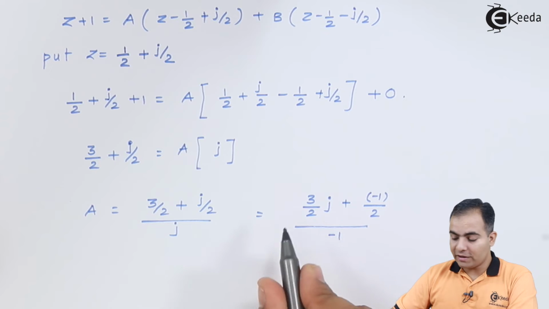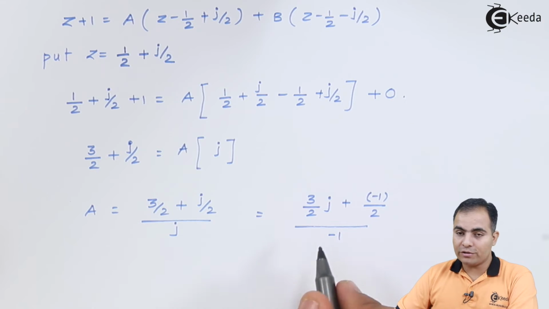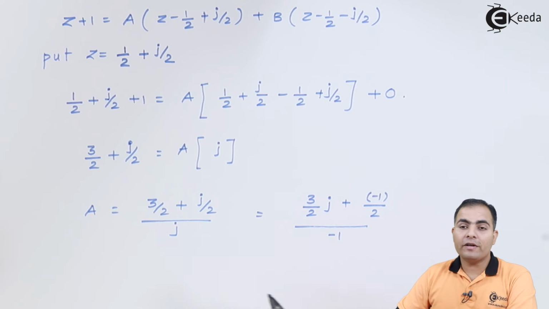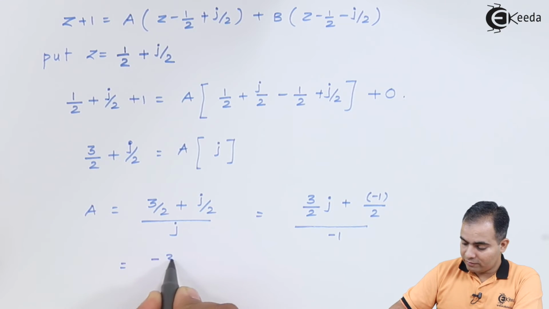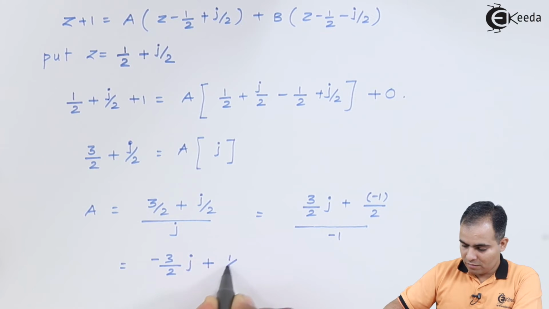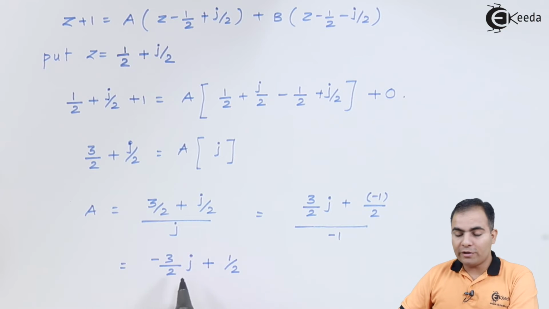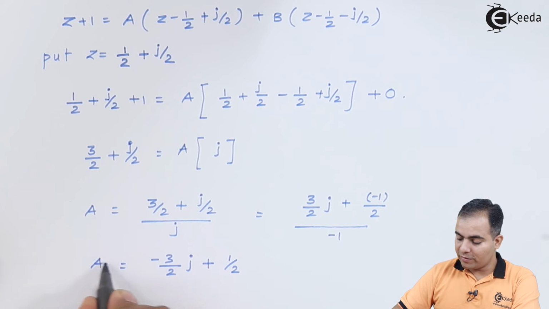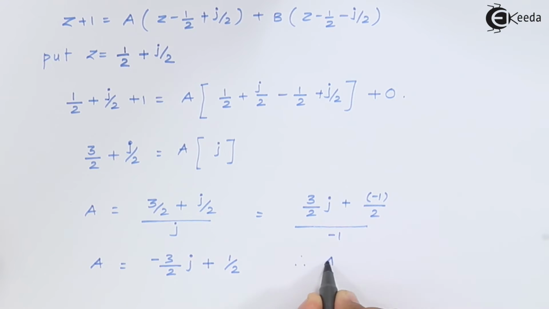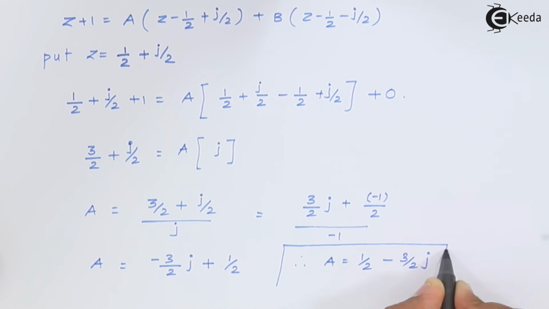But if I shift this minus 1 to the numerator side, or else you can say multiply numerator and denominator by minus sign, then the answer will be minus 3 by 2 j plus half. Now we can write the real part first and the imaginary part last. So my A value becomes, well, this is the value of A.